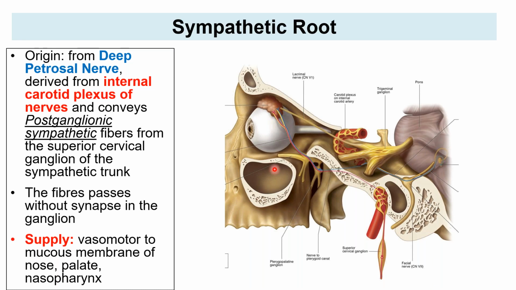Now coming to the sympathetic route. The sympathetic route, remember, is for vasomotor supply to the mucous membrane of all these areas. The fibers arise from the plexus around the internal carotid artery, and from there they pass without any synapse into the pterygopalatine fossa and supply the related mucous membrane of the nose, palate, and nasopharynx area.